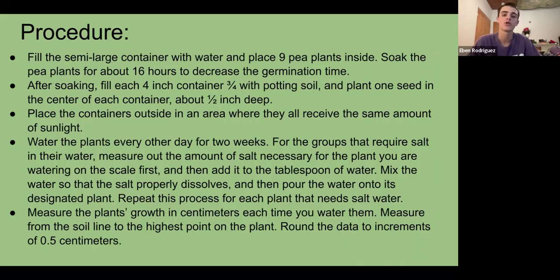For the groups that require salt, you first measure out the salt on the scale, then you put the salt into the water you're using, mix it up so it dissolves properly, and water your plants. Repeat this process for each plant that needs salt water. When you measure the plants, measure them at the same time you water them, every other day for 2 weeks. Measure them in centimeters and round the data to increments of 0.5 centimeters.